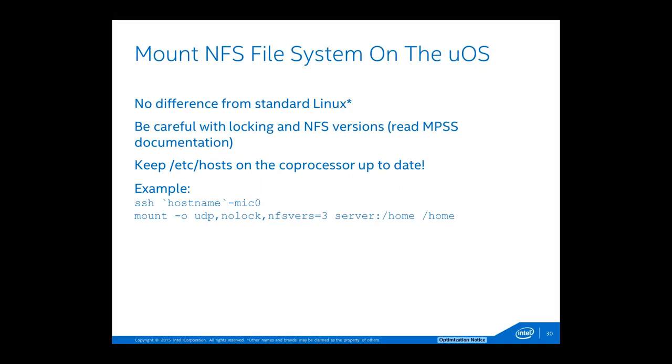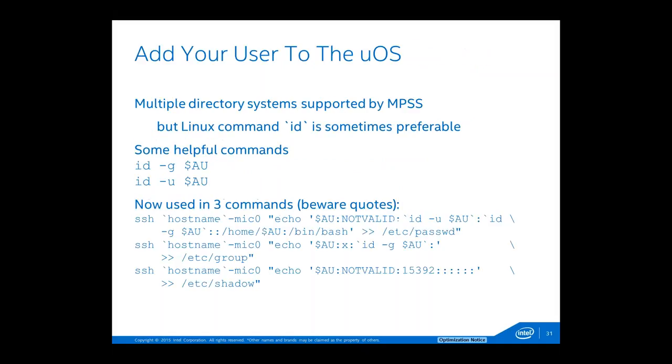The second item, we need to inform the Xeon Phi coprocessor about the users allowed to access the system. I've been asked a couple of times in previous webinars what type of directory systems are supported on the Xeon Phi coprocessor. Is NIS supported? Is LDAP supported? Can I use Kerberos? Well, we have support for these items, but in reality, in most of the cases in a cluster, you will not need that.